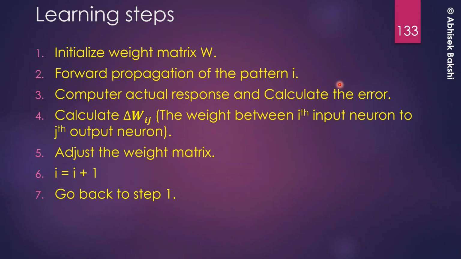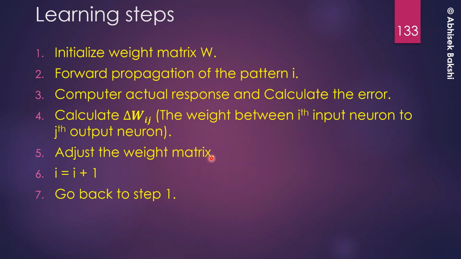Now, feeding the input to the input layer of the neural network and flowing it towards the output is called forward propagation. Forward propagation means that from the input layer towards the output, the input features are propagated. Then, as given in the third step, calculate the actual response and calculate the error. And then we will calculate delta Wj, that is the correction of the weight, and we will correct accordingly. We will adjust the weight matrix.